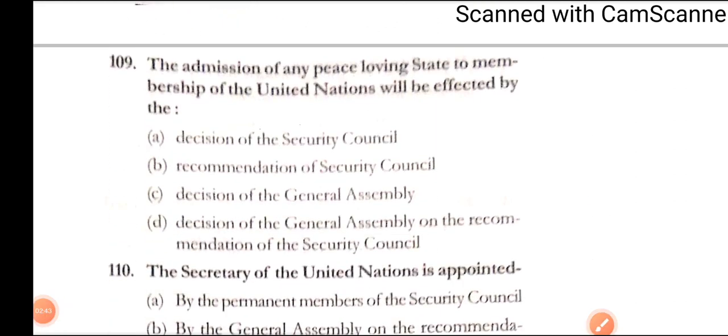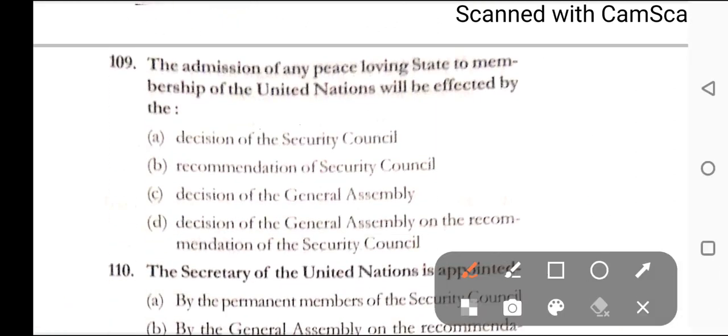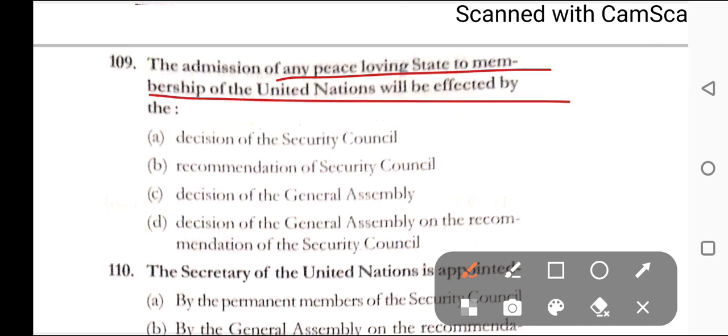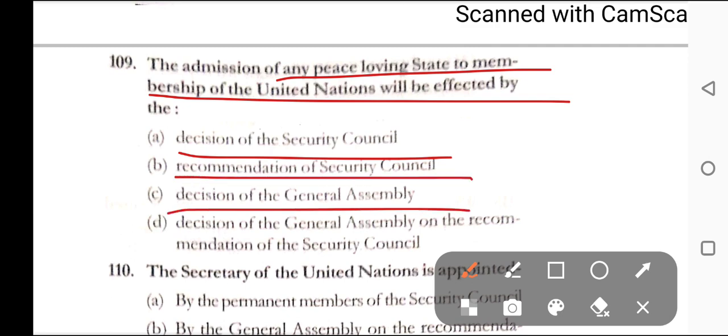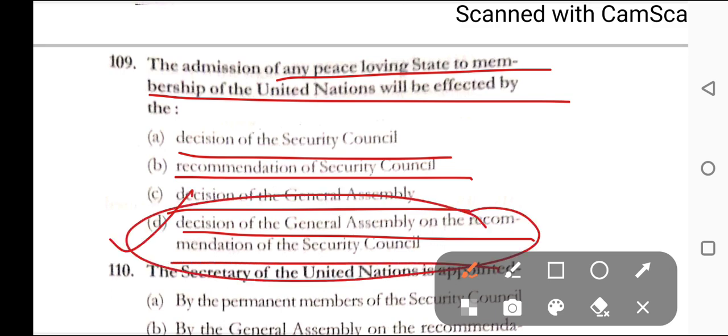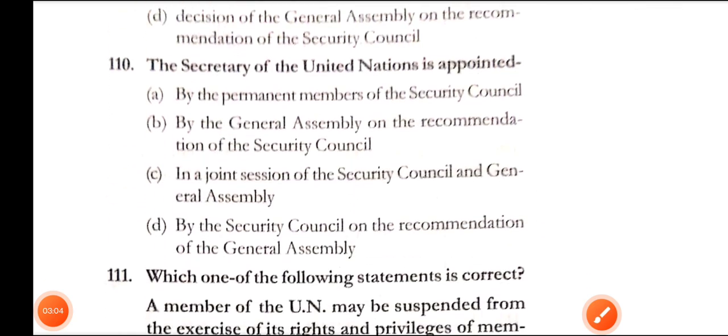Question number 109. The admission of any peace-loving state to membership of the United Nations will be effected by the option A, decision of the Security Council, B, recommendation of Security Council, C, decision of the General Assembly, D, decision of the General Assembly on the recommendation of the Security Council. Correct answer here is option D, that is decision of the General Assembly on the recommendation of Security Council.